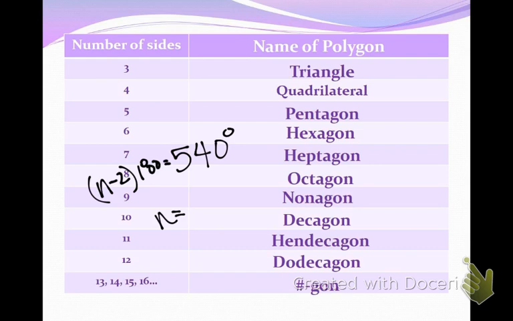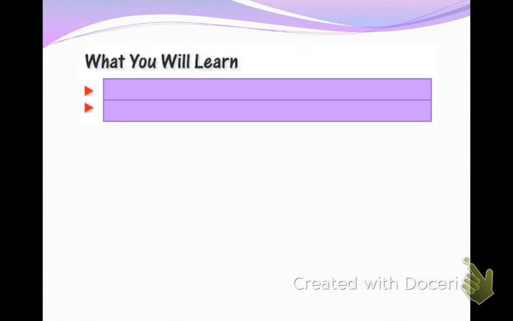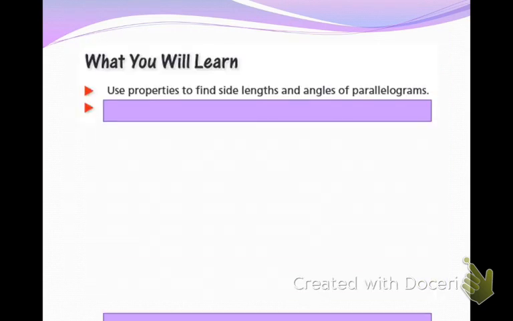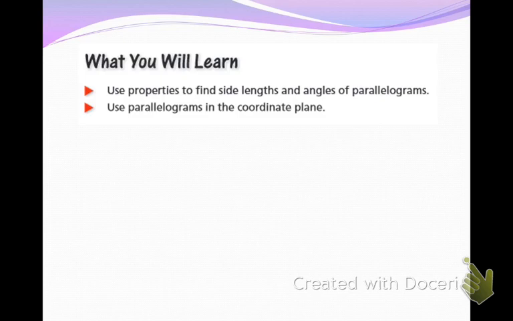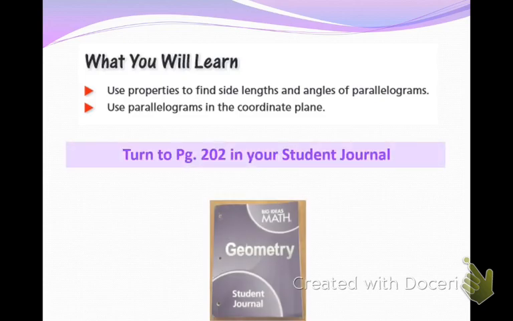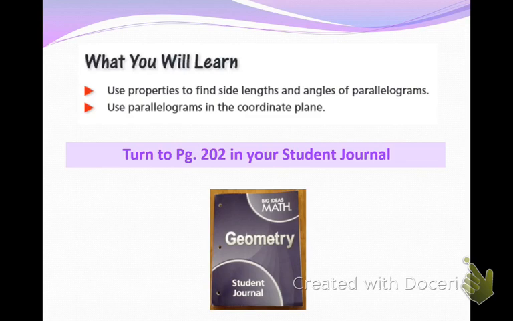Okay. All right. So we're going to do our actual lesson. What you're going to learn today is use the properties to find side lengths and angles of parallelograms. And then we're actually not going to do this portion, parallelograms in the coordinate plane. We will be on page 204 in your student journal. You can go ahead and turn there. We're going to use that in a bit. 204.